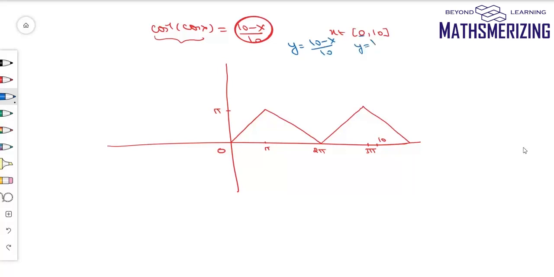Now I'll also draw this straight line, which is y equals (10 minus x) upon 10. So when x is 0, y is 1, and when x is 10, y is 0. So I'll draw this line. In the given interval, when x belongs to 0 to 10, these two graphs intersect at 3 distinct points. So therefore, the number of solutions of this equation is 3.